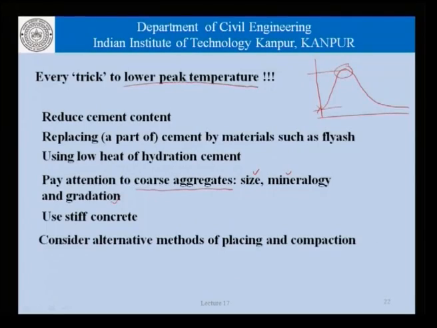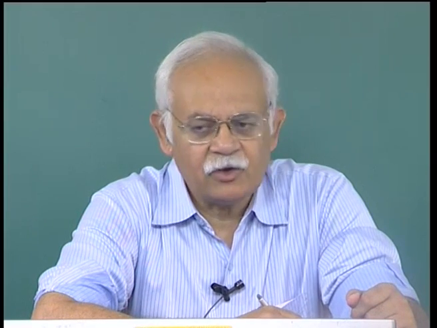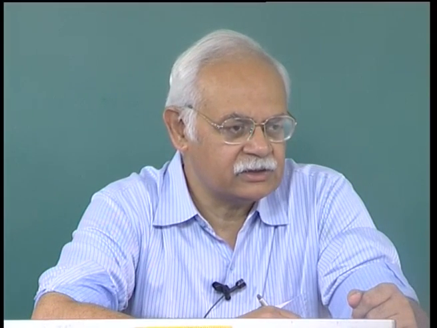We should actually consider alternative methods of placing and compaction using roller compacted concrete. Roller compaction is a process by which we can reduce the layer thickness. So, instead of casting concrete blocks of large thickness, we can consider the option of casting concrete in layers, and that is the technology of roller compacted concrete construction. Given the volumes involved, all these measures help us greatly in reducing the thermal stresses.